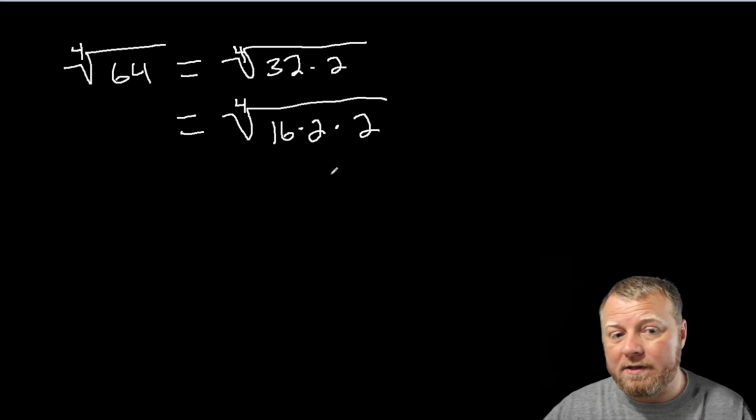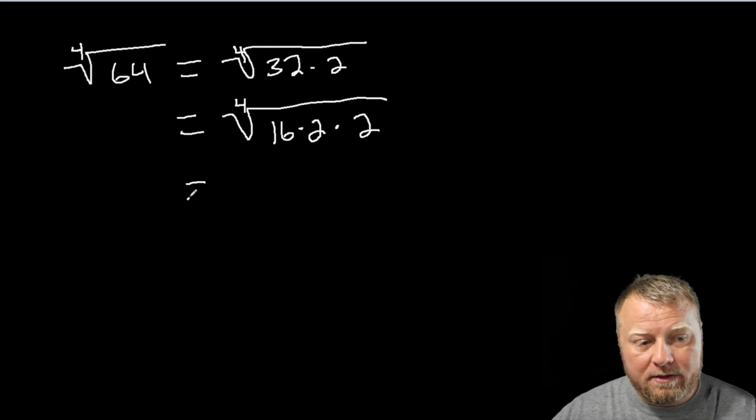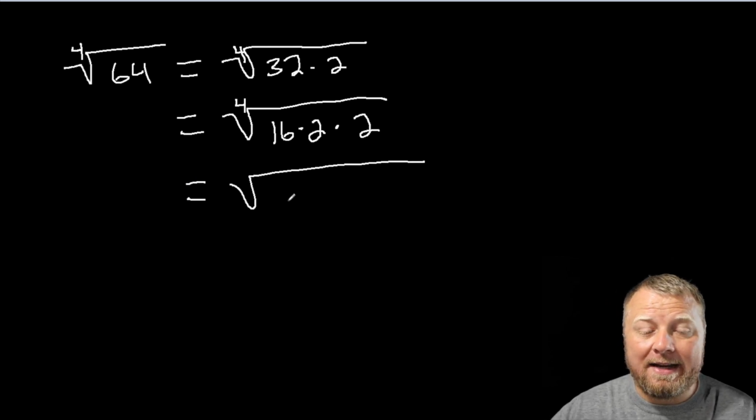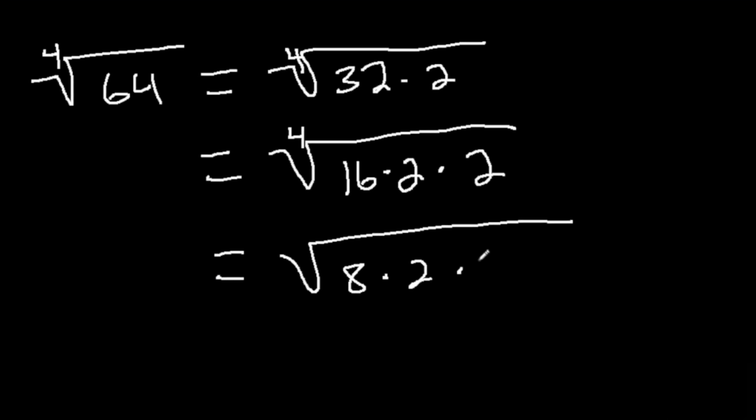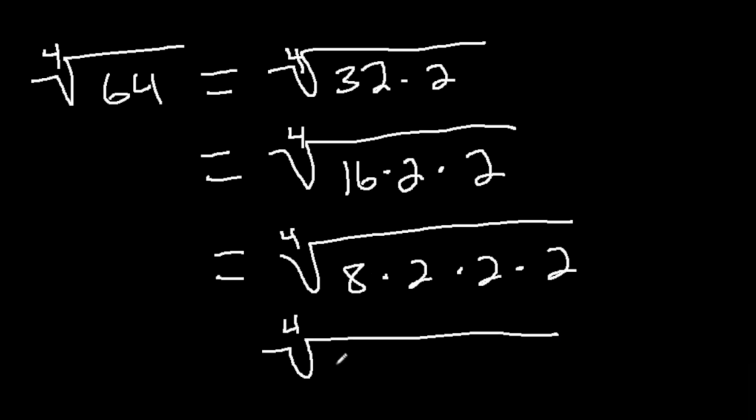I have no groups of 4, so I can't pull anything out. So let's just go ahead and keep going here. 16 is equal to 8 times 2 times 2 times 2, because we still have these 2 up here. I have no groups of 4 yet, so let's just keep going. And of course, we have to keep our 4's in line here. So 8 obviously can be 4 times 2 times 2 times 2 times 2, right? So now we have one group of 4.